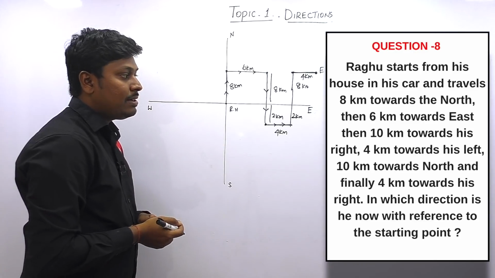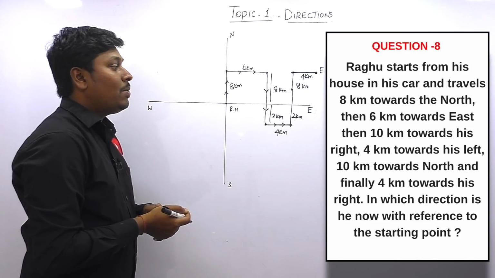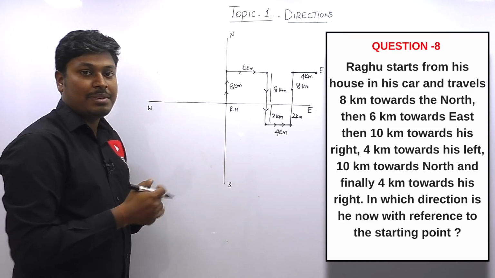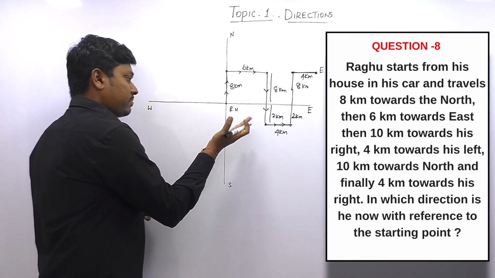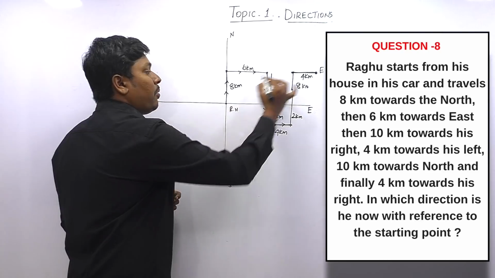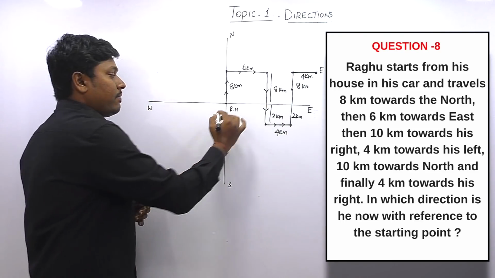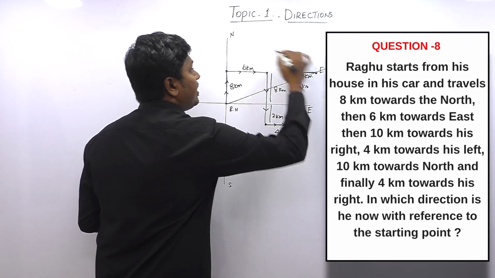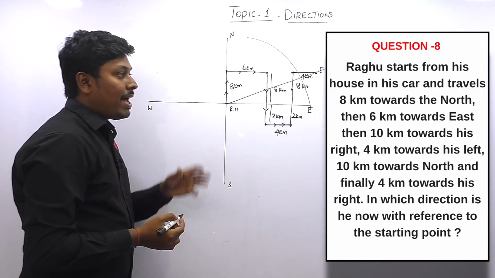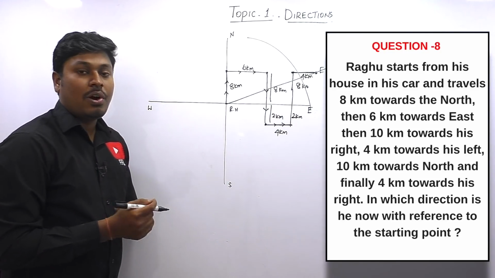And what is the question? In which direction is he now, with reference to the starting point? So our target is to find, from the starting point, in which direction Raghu is. From the starting point, Raghu is in the northeast direction. So the answer for question number 8 is northeast.